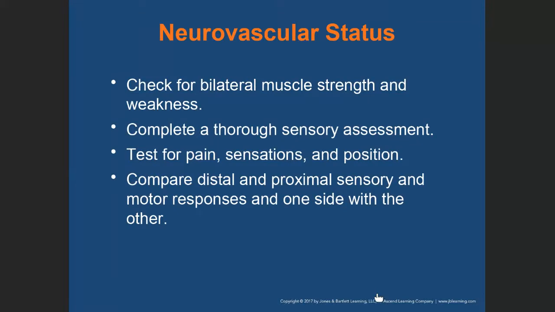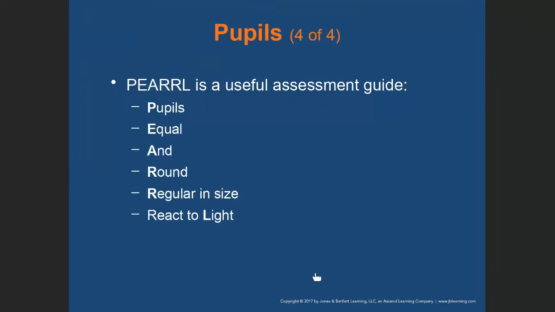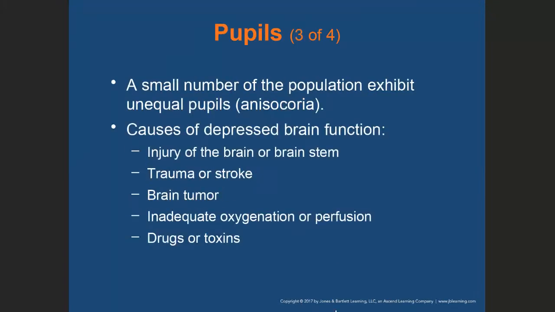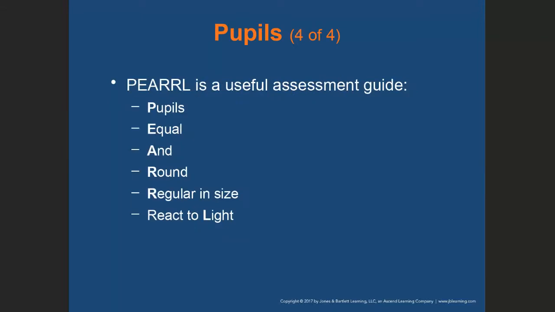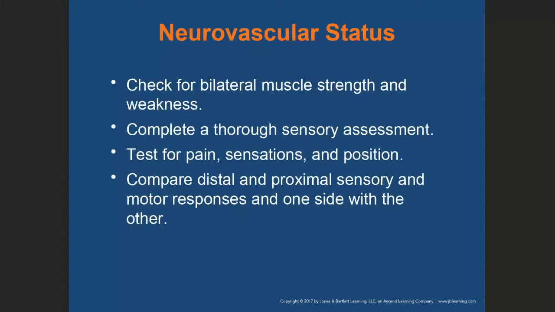Now, neurovascular status, and this is sometimes confusing for students. There are quite a few things that we have to look at when we're assessing the nervous system. We need to consider the patient's level of consciousness. We need to look at the GCS: eye opening, verbal response, motor response. We need to check the pupils for pupil reaction, and we need to do a neurovascular assessment.